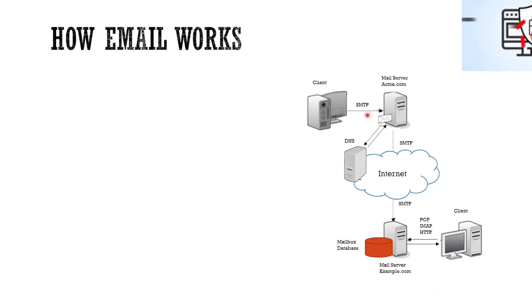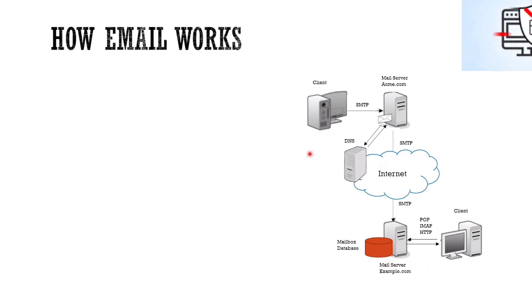We can see that there's a client over here who wants to send a message to their friend. And we have two different domains. We have acme.com and we have example.com. And the internet is between them. And there's some DNS server on the internet. The client is configured to talk to its own email server. This client belongs to acme.com. This client over here is configured to talk to its email server, for example.com.